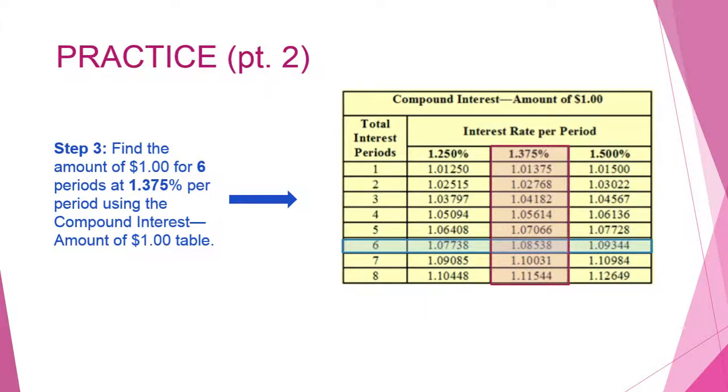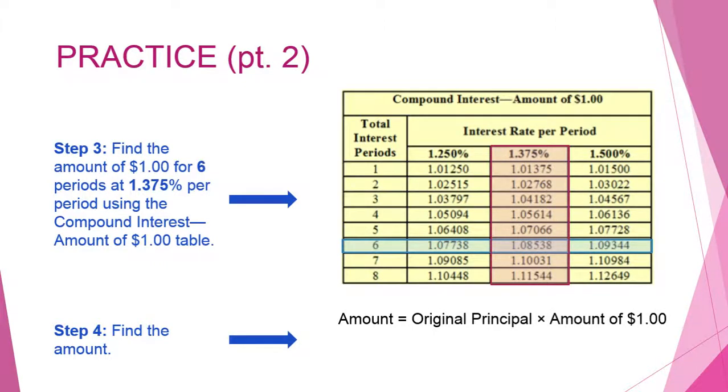So the amount for $1 is going to be 1.08538. That basically means for every $1 you put in, you're getting $1.08538 back. Alright, so now we need to find the amount. So the original principal from the previous slide was $6,000, and we multiply that. So that means we should get a total of $6,512.28 after 1.5 years. So that is going to be how much your account is worth after 1.5 years.